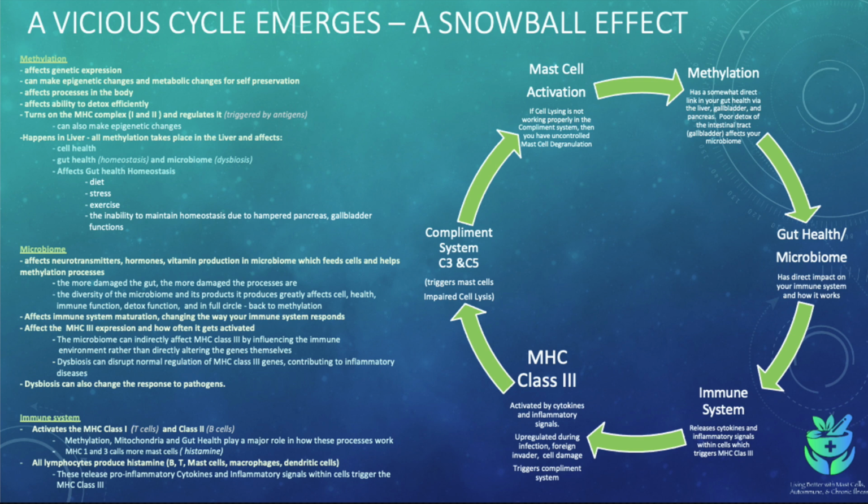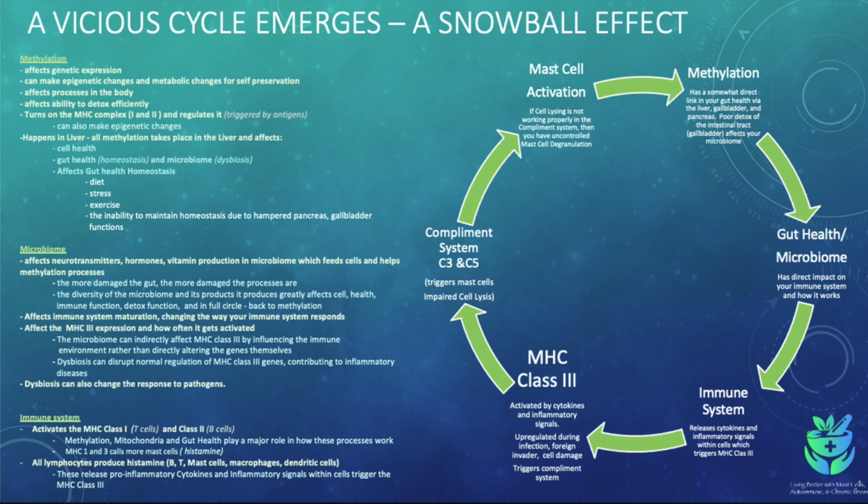Dysbiosis can disrupt normal regulation of major histocompatibility class 3 genes, contributing to more inflammatory diseases. Dysbiosis can also change the response to pathogens. This is very important to understand. Your gut health is directing all of this, and it all ties into the cycle of illness.